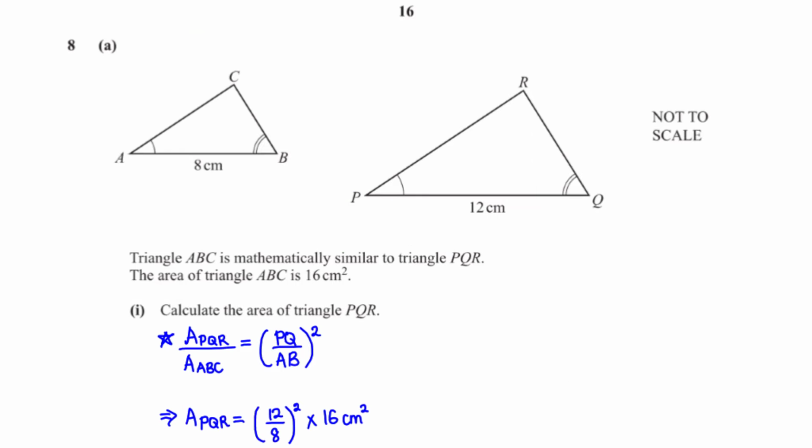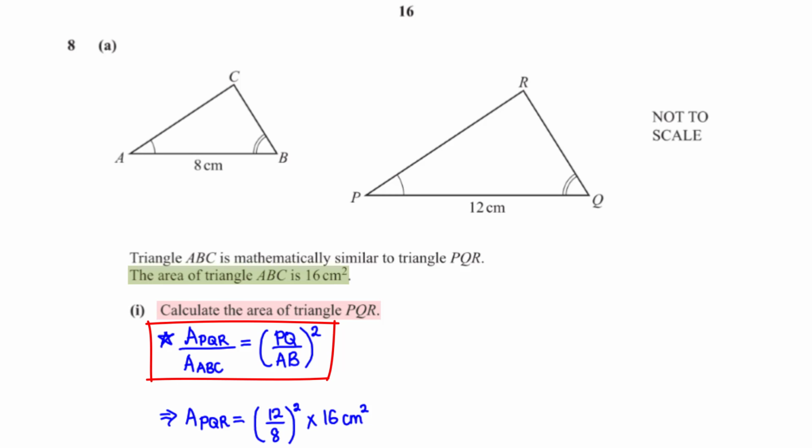Triangle ABC is mathematically similar to triangle PQR. The area of triangle ABC is 16 centimeters squared. Calculate the area of triangle PQR. For the two similar triangles, we can set up our equation like this. The area of triangle PQR divided by the area of triangle ABC should be equal to one of the side lengths in triangle PQR divided by its corresponding length in triangle ABC.